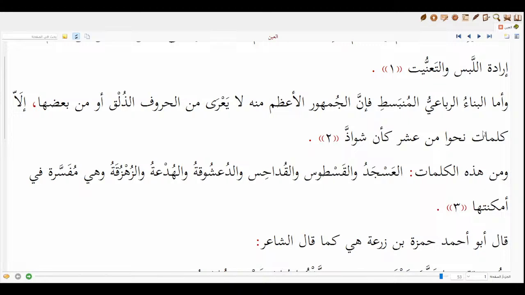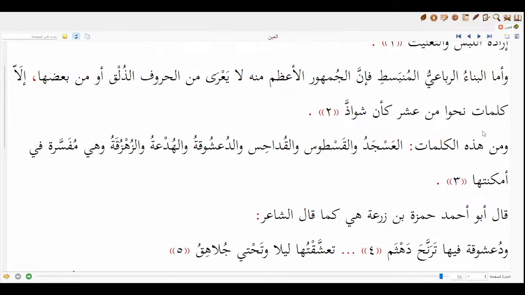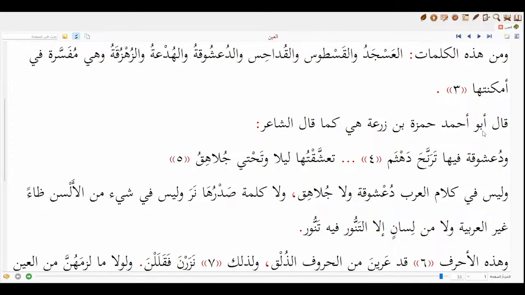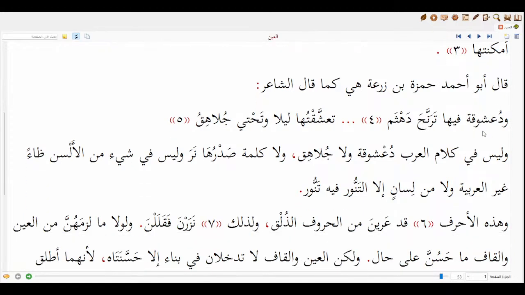إلا كلمات, except for about 10 words which are shadh, which are rare, and they are classed as exceptions. And then he gives an example of these words. ومن هذه الكلمات العسجد, these words which do not have any of the 6 letters are عسجد, قسطوس, قداحس, الدعشوقة, الهدعة, الزهزقة, وهي مفسرة في أمكنتها, and the meanings of these words will be explained in their rightful place in the book. قال أبو أحمد حمزة بن زرعة هي كما قال الشاعر.